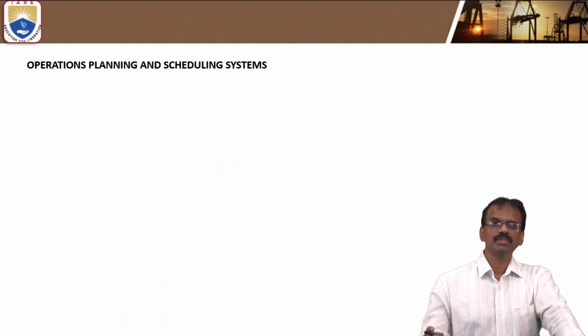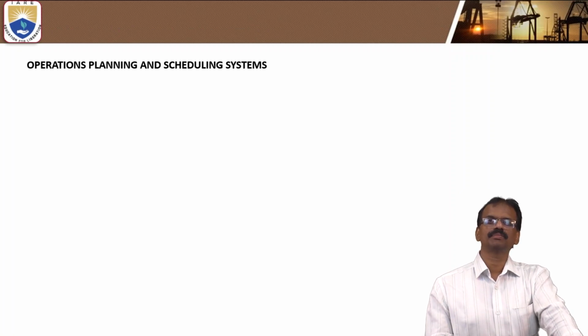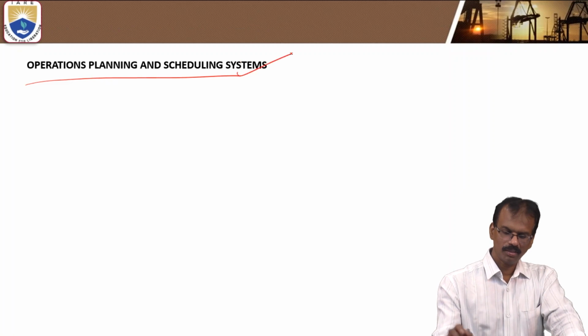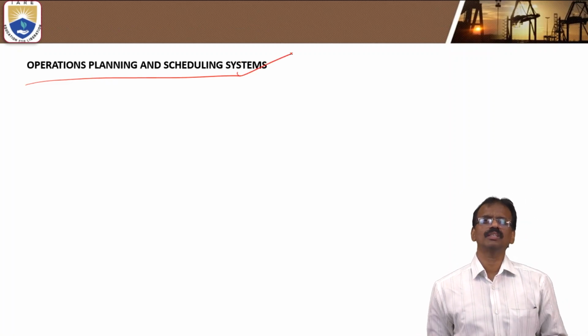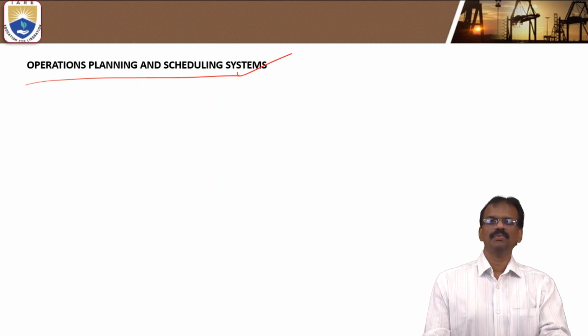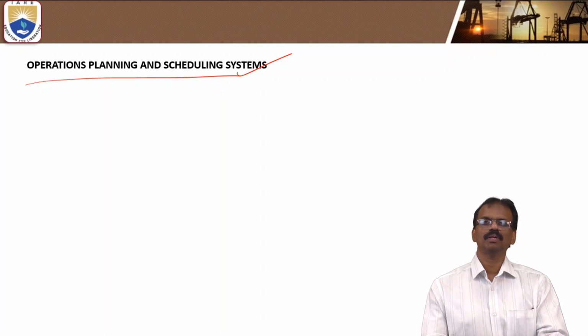So next we'll see the operations planning and scheduling systems. We'll see that in the next class. What are the different operations planning and scheduling systems? So this is the importance of the production planning control technique. So we covered the introduction and different phases of the production planning control.